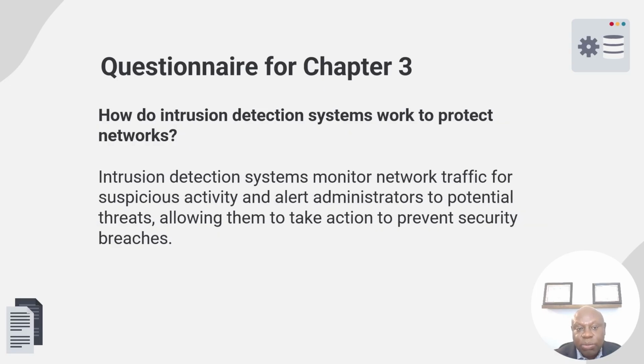Next question is, how do intrusion detection systems work to protect the network? You'll notice these are normally known as IDS. Intrusion detection systems monitor network traffic for suspicious activity and will alert you on those items. And they could be more particularly geared to potential threats, allowing them to take action to prevent security breaches. So you could set up these IDS alerts to do many things. It could just alert you, or you could put something in place that's going to allow action to be taken thereafter.